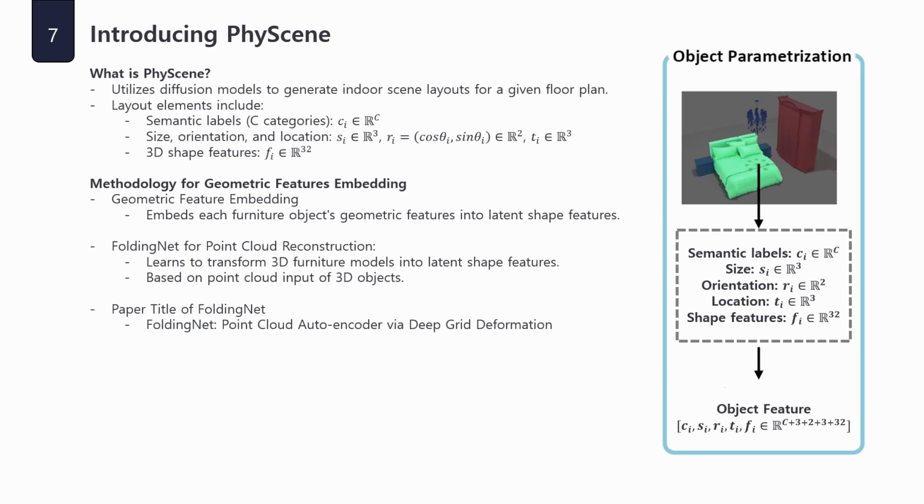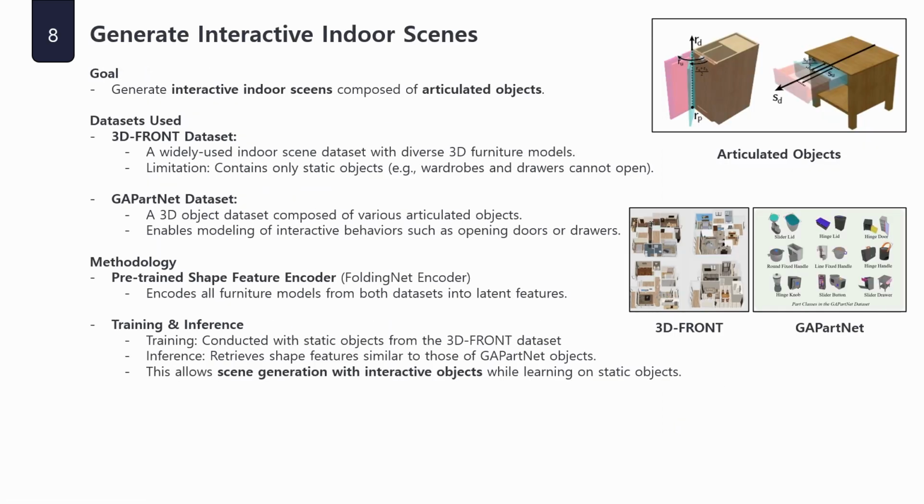To achieve this, they trained a network called FoldingNet, which takes the point cloud of an object as input. This method is the same as the one introduced in the previous study, DiffuScene. For those interested in the architecture for reconstructing the point cloud of 3D objects, it is recommended to search for the paper on FoldingNet. They aimed for the final stage to complete an indoor scene composed of interactive articulated objects.